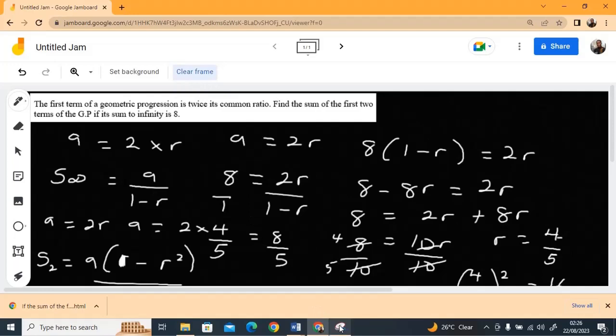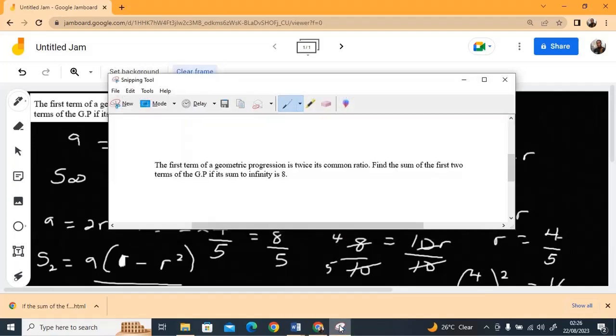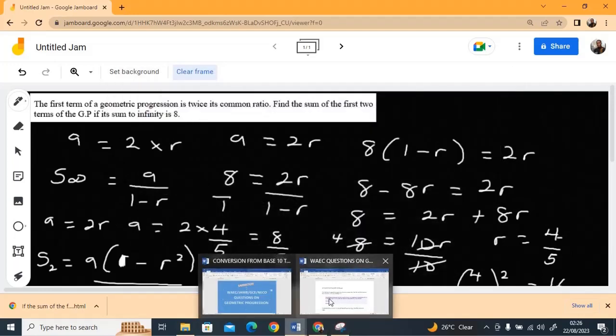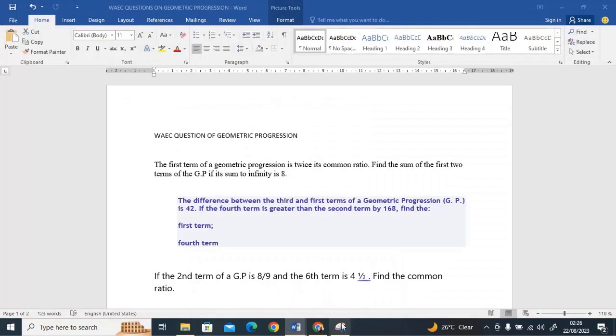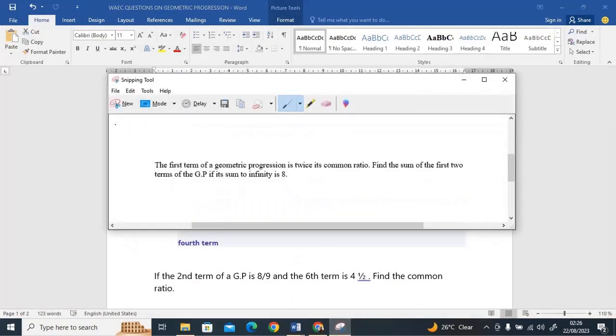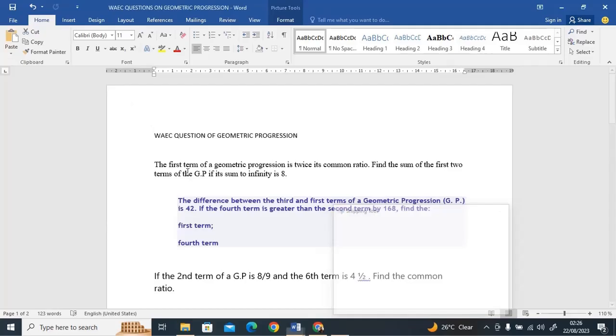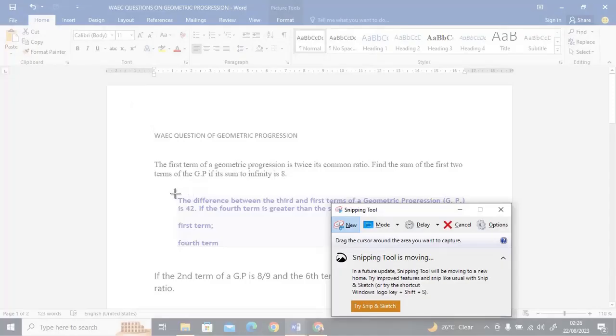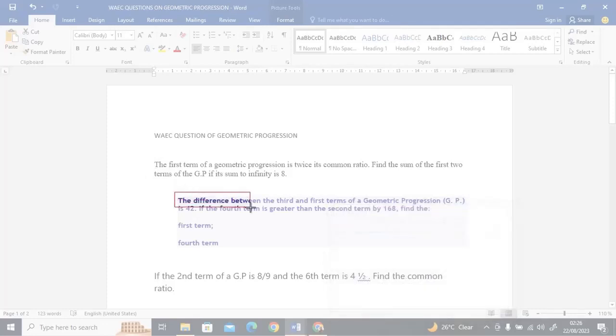Let's look at the second one. The questions are here already. I just grabbed them from WAEC questions and JAMB past questions. Now let's look at this together. So the first term of a GP. Okay, we've done this. Let's look at this. I just hope I keep track of all these things.